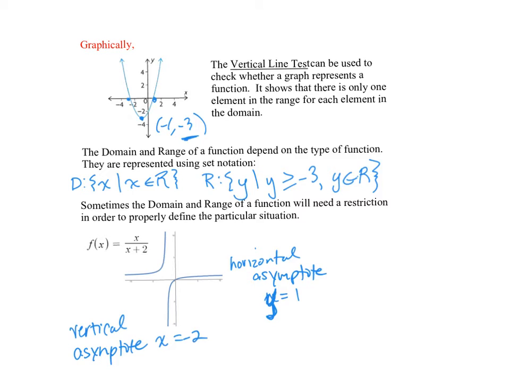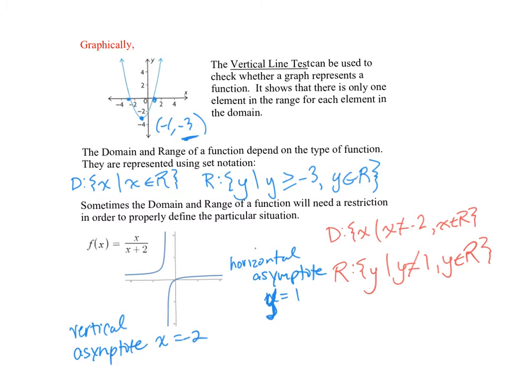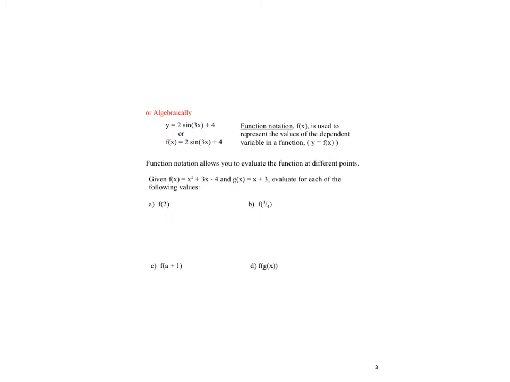So now what we can say is the domain is x such that x cannot equal -2, where that asymptote was, and x is an element of the real numbers. And then for y and the range, y cannot equal 1, and y is an element of the real numbers. Okay, so let's flip to the next example.